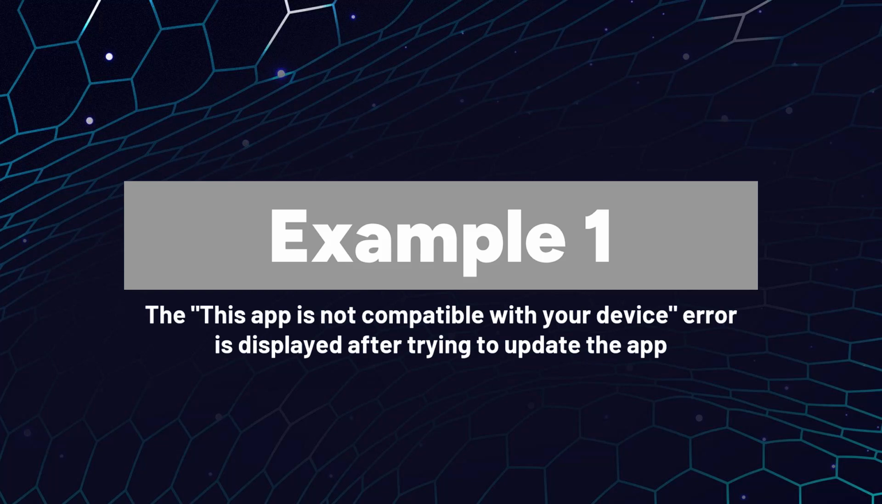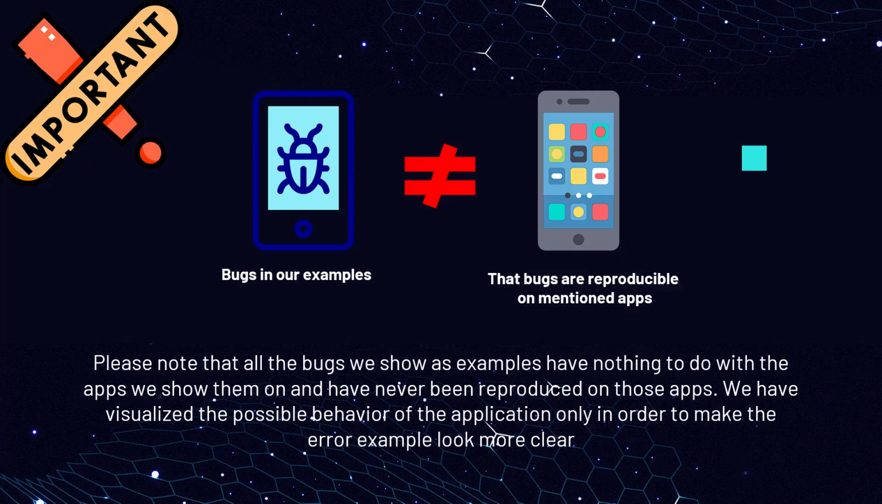Example 1. The error "This app is not compatible with your device" is displayed after trying to update the app. Please note that all the bugs we show as examples have nothing to do with the apps we show them on and have never been reproduced on those apps. We have visualized the possible behavior of the application only in order to make the error example look more clear.